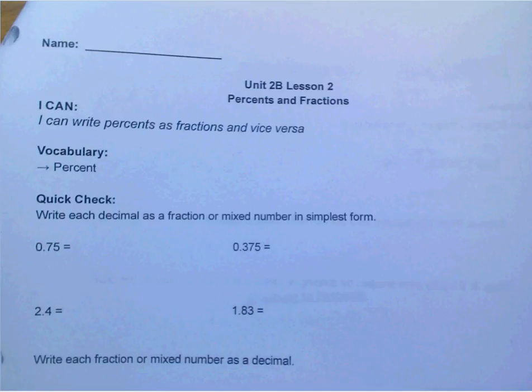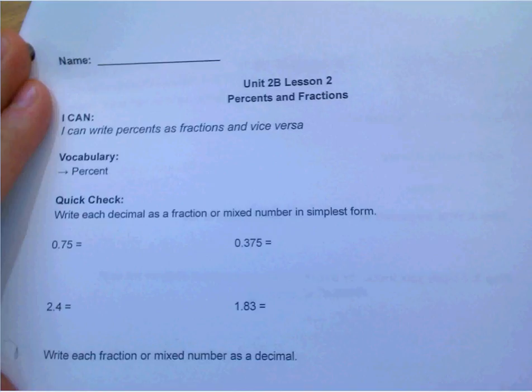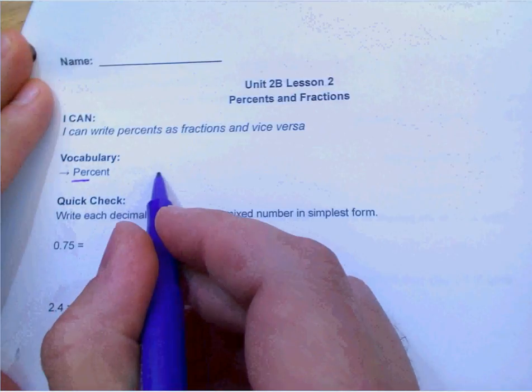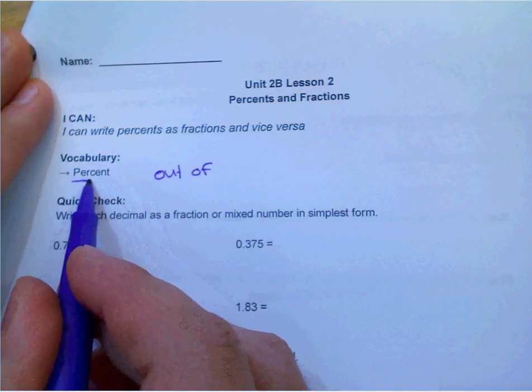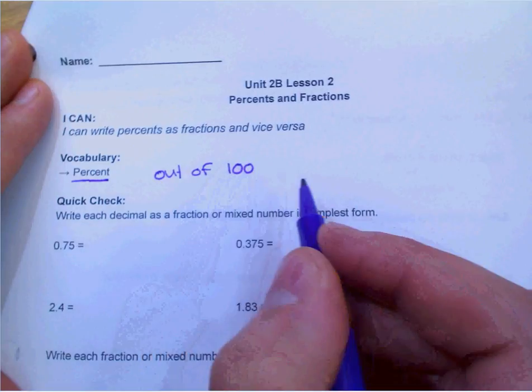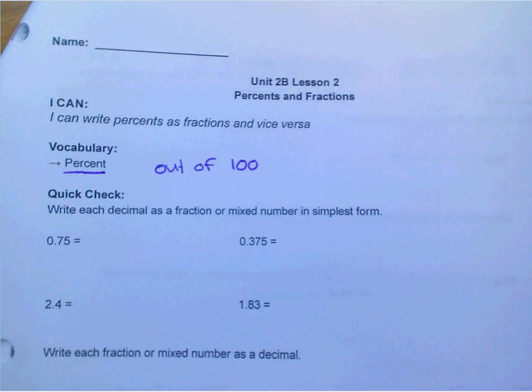Our second lesson for the unit is writing percents as fractions and vice versa, so the opposite. Our vocabulary term for the day is percent. It's a combination of two Greek and Latin root words, per meaning out of, and cent meaning out of 100 or 100th. So a percent actually just means out of 100.